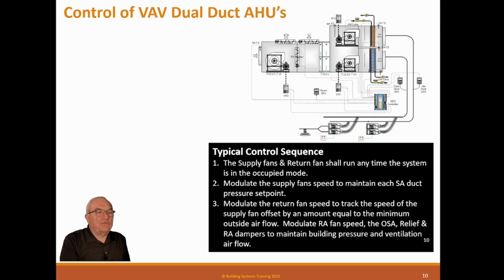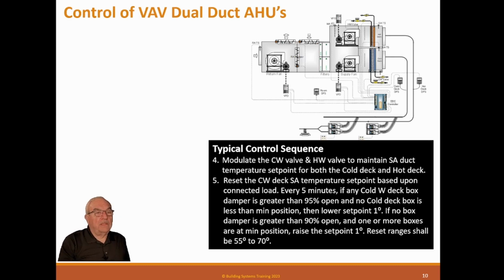Typical control sequence for this: the supply fans and return fans shall run anytime the system is in the occupied mode. Modulate the supply fan speed to maintain the supply air duct pressure set point. Modulate the return fan speed to track the speed of its supply fan offset by an amount equal to the minimum outside airflow. Modulate the return air fan speed, the outside air, relief, and return air dampers to maintain building pressure and ventilation flow. Modulate the chill water valve and hot water valve to maintain supply air duct temperature set points for both the cold deck and the hot deck.